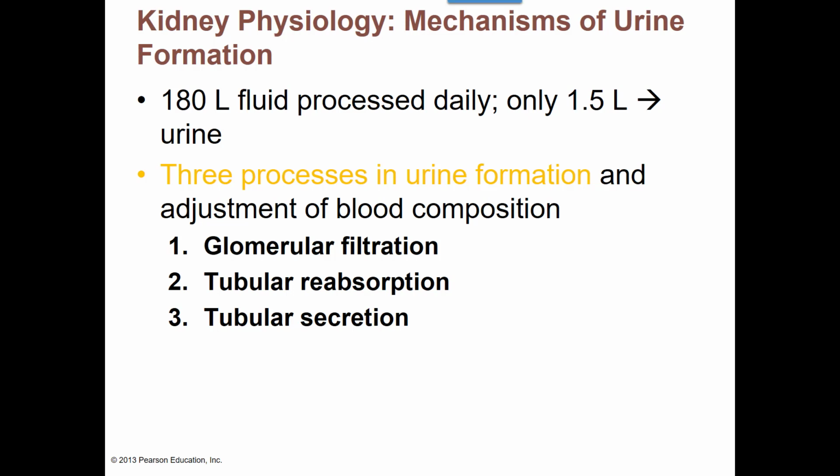So making urine happens really in 3 processes. You have glomerular filtration, where we have to filter the blood to make the filtrate. We'll talk a little bit more about things that are happening in there. We have tubular reabsorption, the fact that 99%, 180 down to 1.5, of that filtrate gets reabsorbed back into the blood from the tubes.